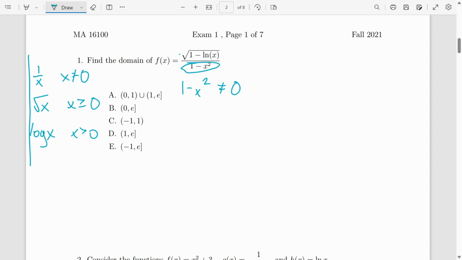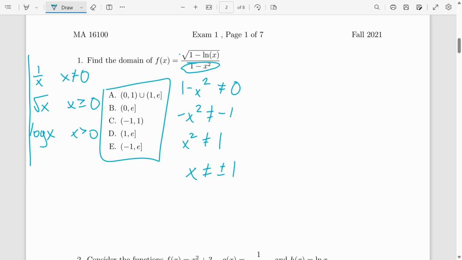Now we're going to solve for x. Subtracting 1 from both sides, you get negative x squared cannot equal negative 1. Multiplying both sides by negative 1, we get x squared does not equal 1. Then taking the square root of both sides, we get x cannot equal plus or minus 1. Since we're taking the square root, it can be plus or minus, but that might spell weird news when we try to find the actual domain at the end, but we might not have to. We'll figure that out when we get there. For now, I'm just going to leave it with the plus and minus: x cannot equal plus or minus 1.